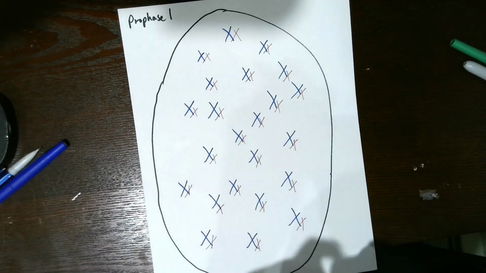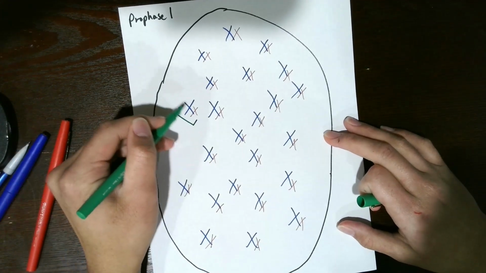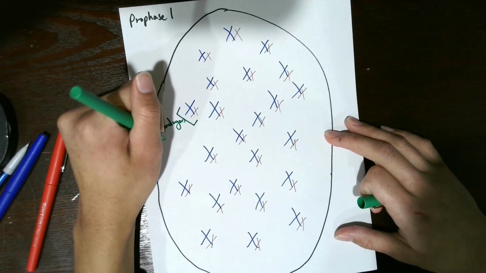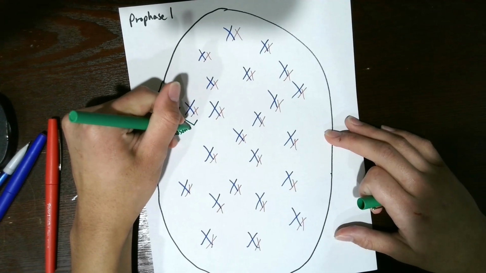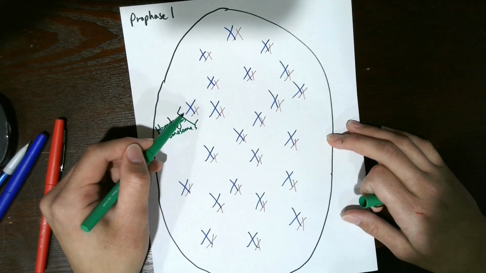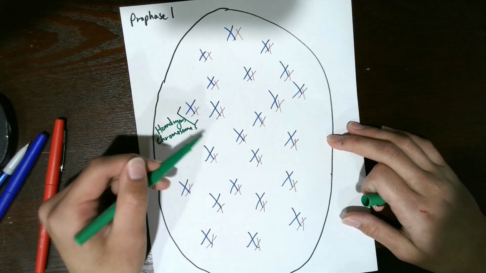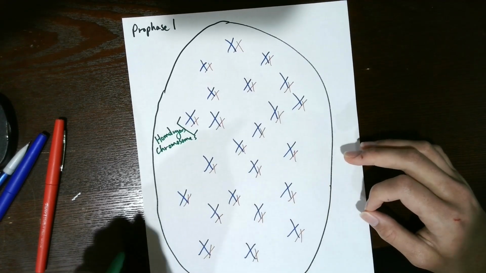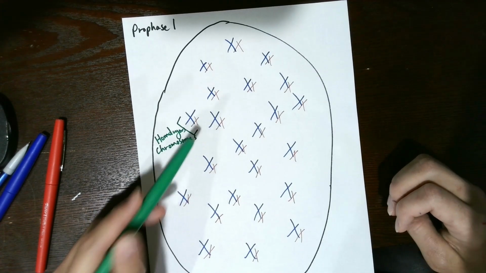Let's just focus on this one here. We have a blue one and a red one. This is called a homologous pair, or sometimes you'll hear them called homologous chromosomes. Homologous means that you got one from your dad and one from your mom. Both of these are similar in genes, but it just so happens that one came from dad and one came from mom. So during prophase 1, the homologous chromosomes pair up, which means that a chromosome from your dad pairs up with a chromosome from your mom.